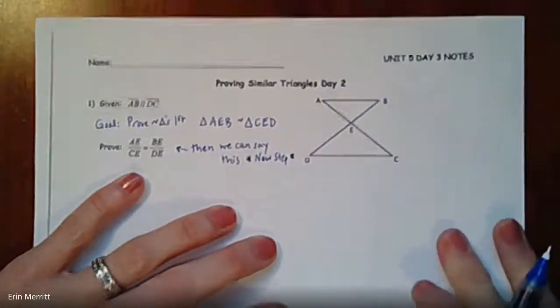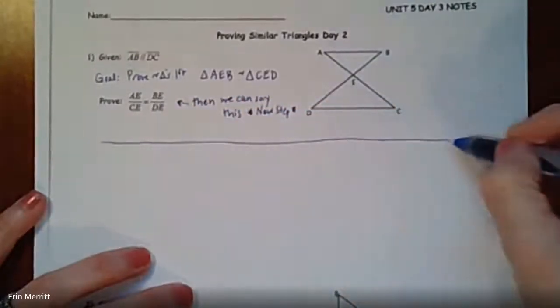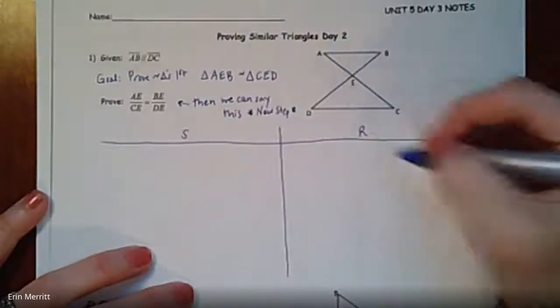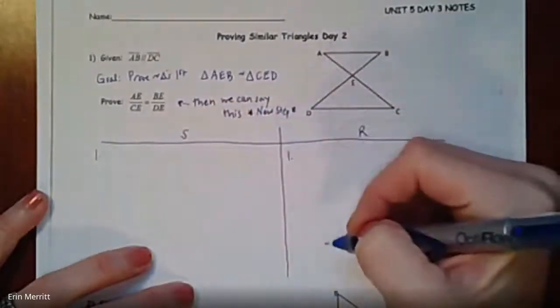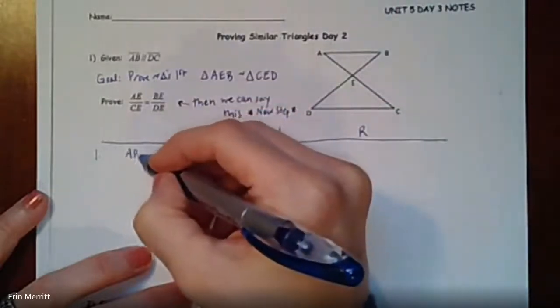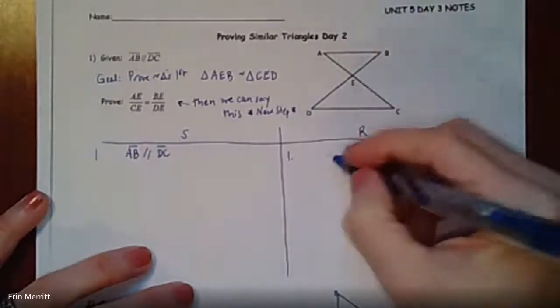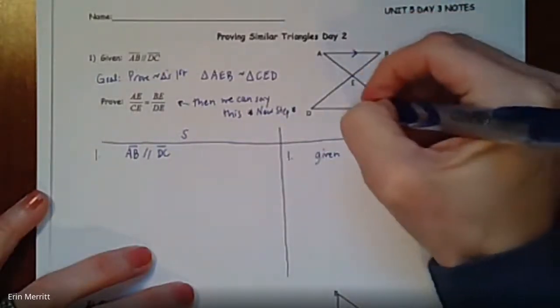All right, so let me slide this up just a little bit. You should have plenty of space here. Give yourself a little statements and reasons column, or just S and R if you want to shorthand a little bit. Just like we always would. Let's start with the very first given. So we have AB is parallel to DC, and that is given. And AB parallel to this guy.